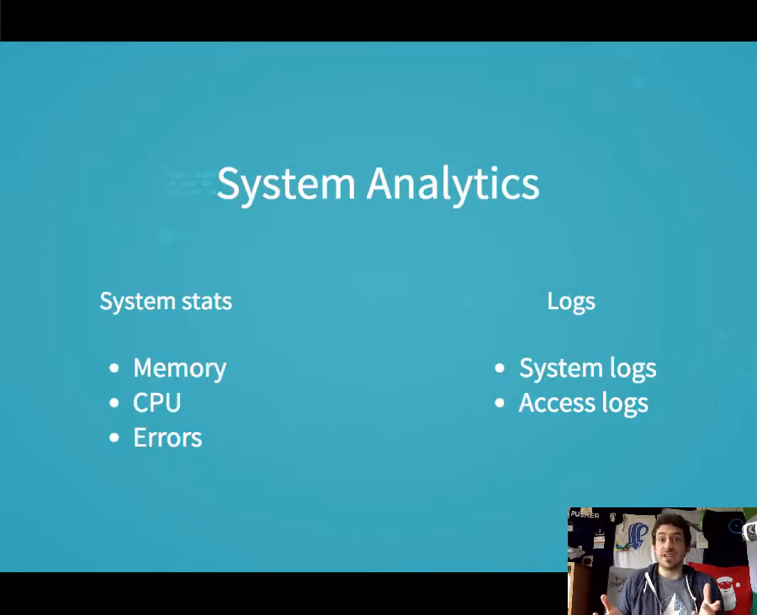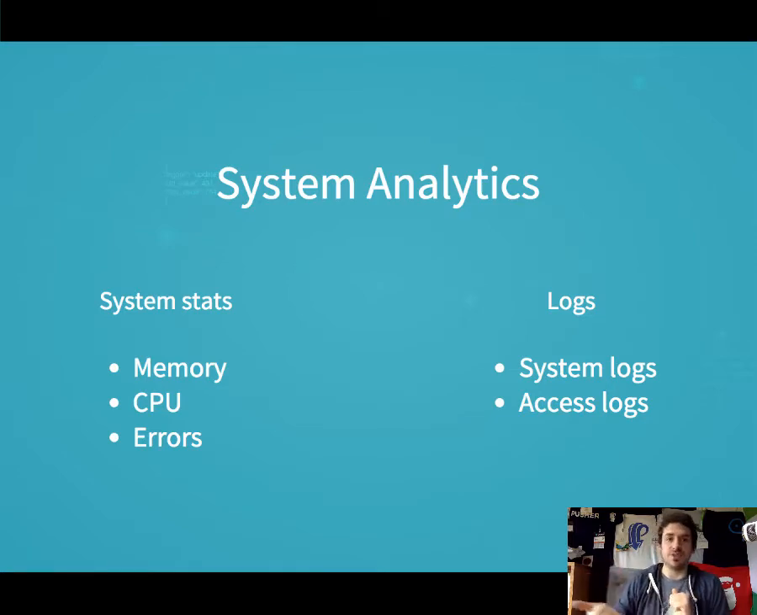The most obvious use case is some sort of system analytics. So system stats, memory, CPU usage, and errors. So what's happening on the machines that you're running your application on? And then there's what's happening in your logging. So within your application, what's happening right now? You can access this information and build analytics on top of it and understand exactly what's happening with your app right now. You can catch errors early.